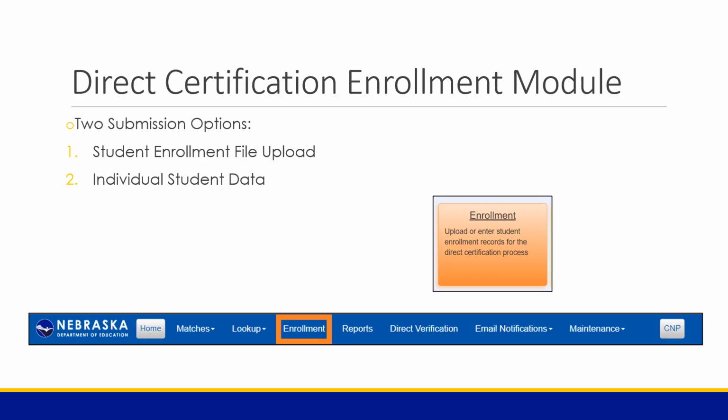Direct certification utilizing the enrollment module to identify eligible students can be completed in one of two ways. Schools can complete a file that includes information on all of their enrolled students, and then overnight a match list will be generated based on all of the data provided. On the other hand, schools can choose to attempt to make matches on individual students.